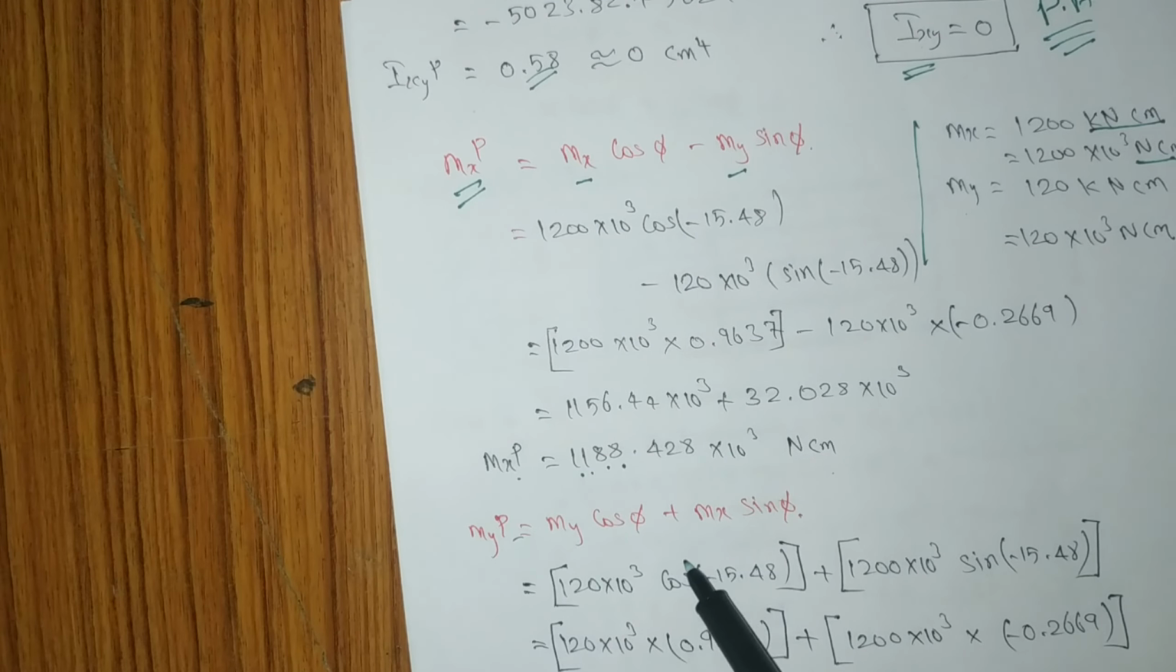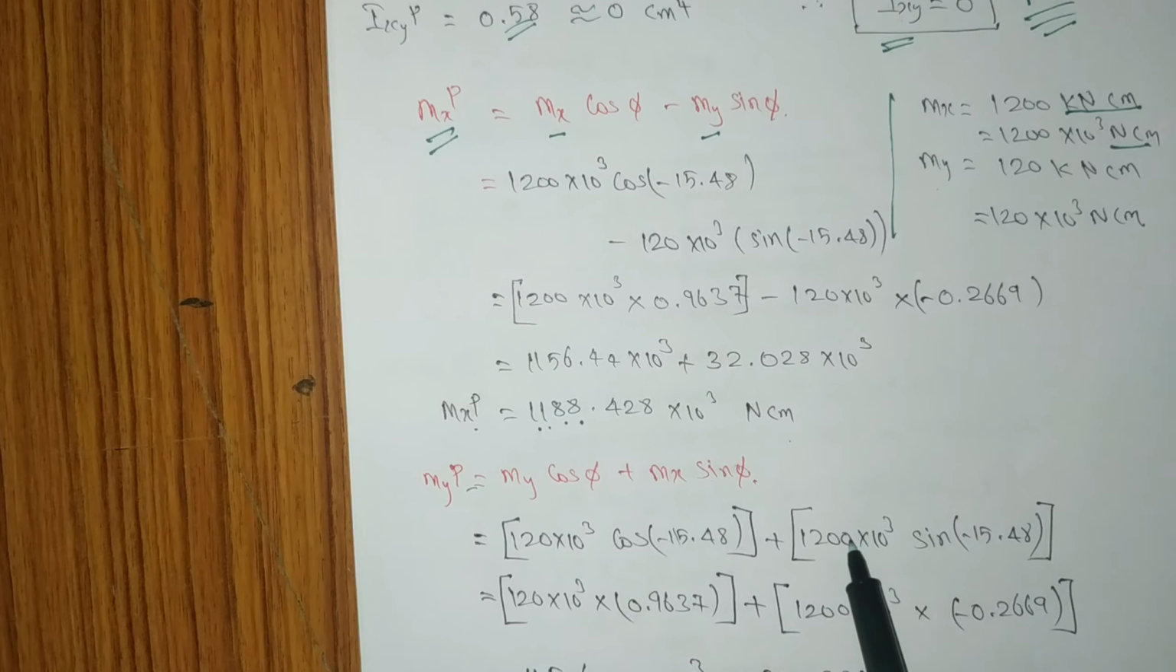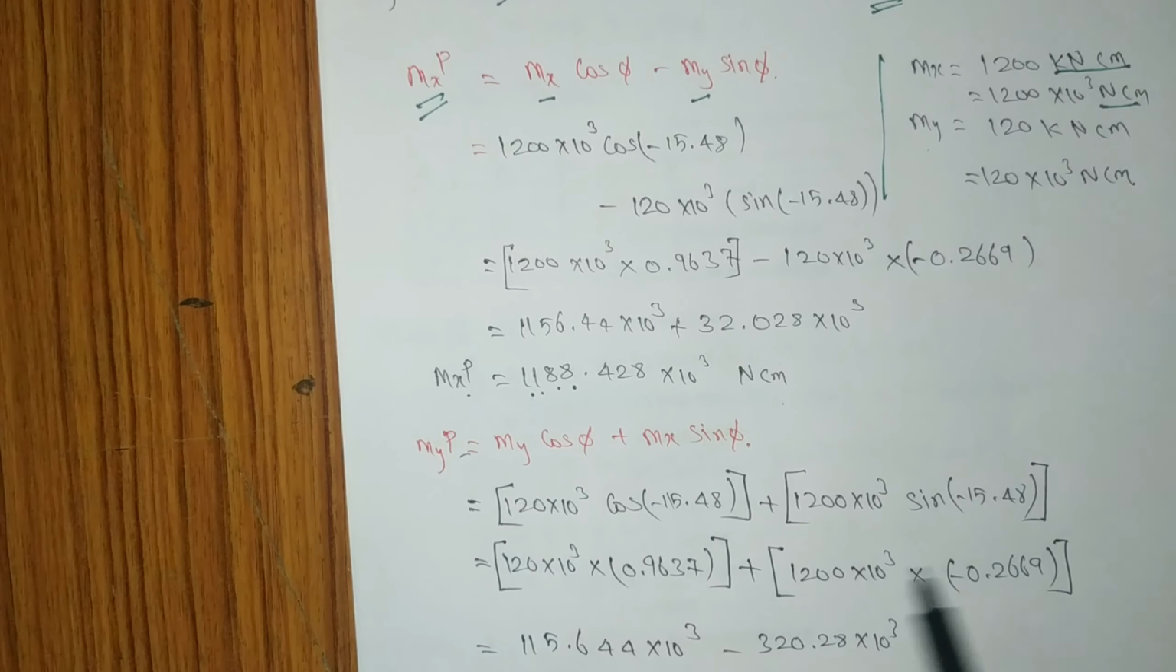So you need to memorize or understand the formulas while solving the problem. Then you will get Mx as 120 into the power of 3 cos of this φ value, and here plus Mx sinφ value. If you solve this, don't forget to put in the minus values.